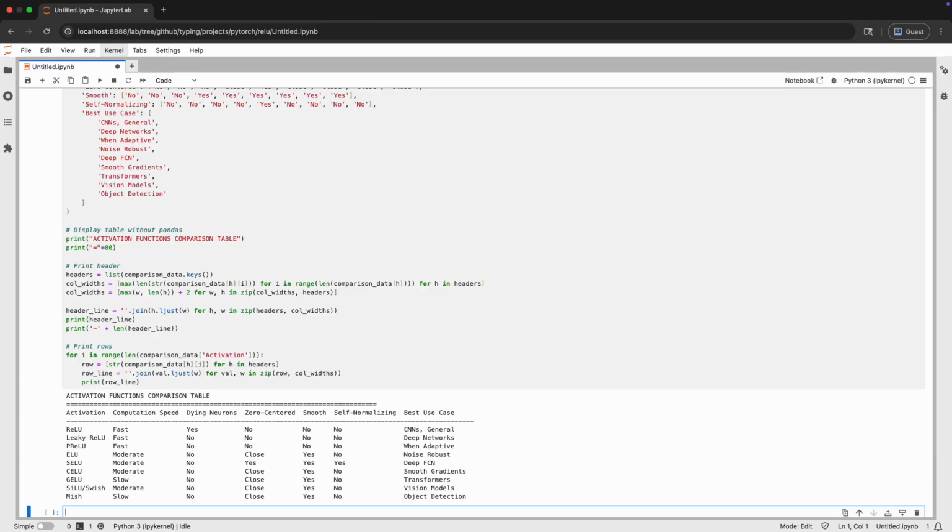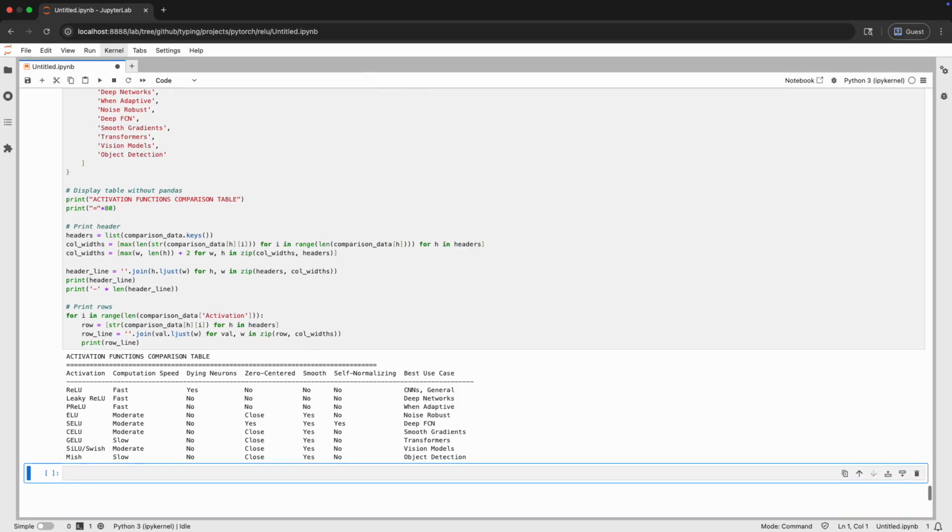We can see that while ReLU is fastest, it suffers from dying neurons and isn't smooth. Modern functions like GELU, CELU, and Mish solve these issues, but at higher computational cost. SELU stands out with its self-normalizing property, making it ideal for deep, fully connected networks. The table clearly shows there's no universally best activation. The choice depends on your specific requirements and constraints.